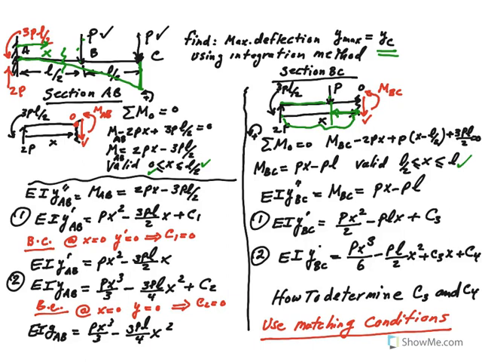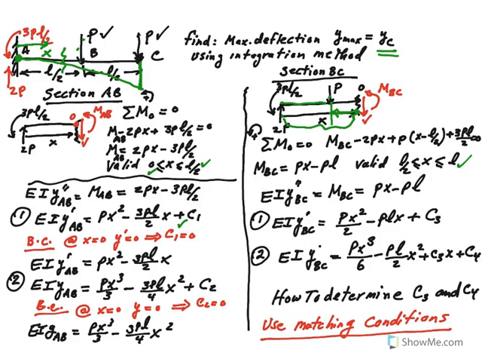Now I start the integration process. So we'll start with section AB. We set EI y double prime equal to the moment. Integrate, you get a constant of integration C1. Notice that C1 we can easily find because we know exactly what the boundary condition is at point A. At x equals 0, y prime is 0, therefore C1 becomes 0.